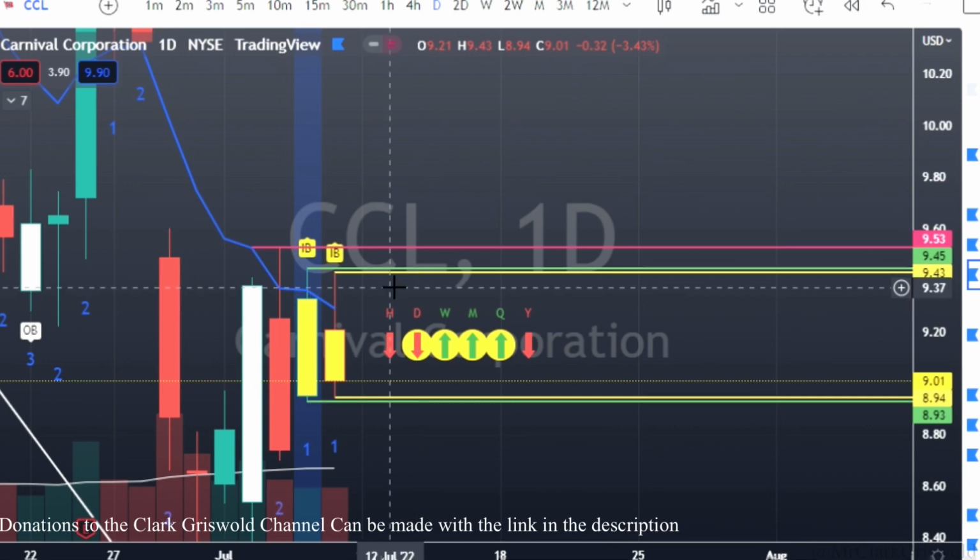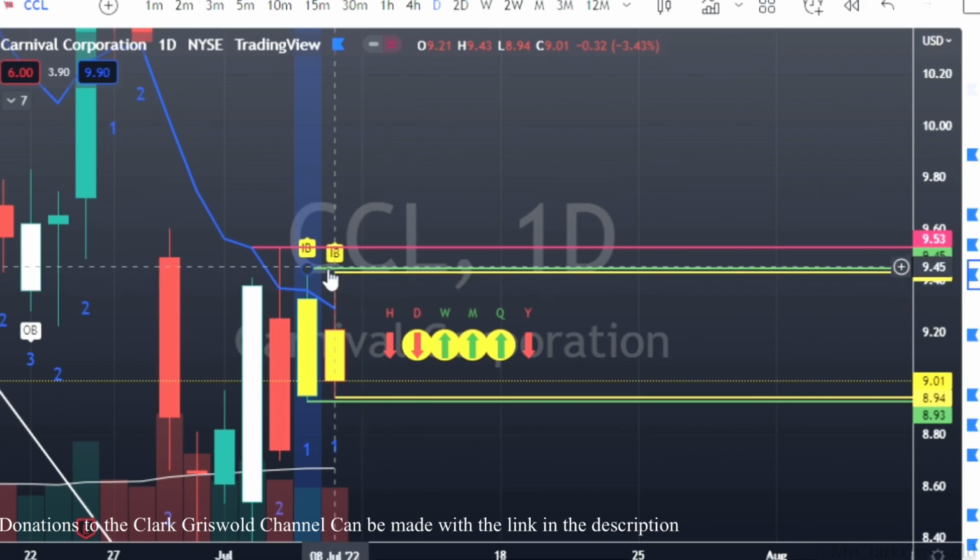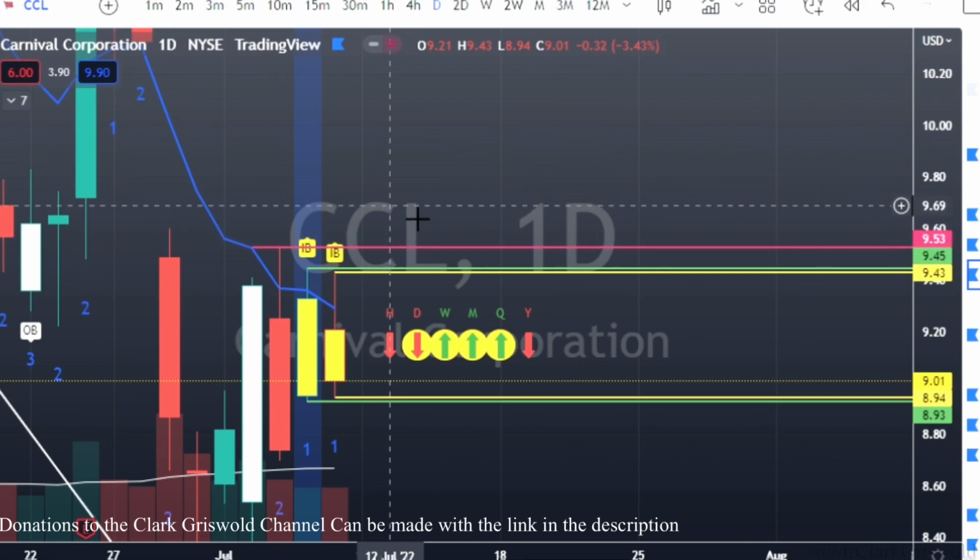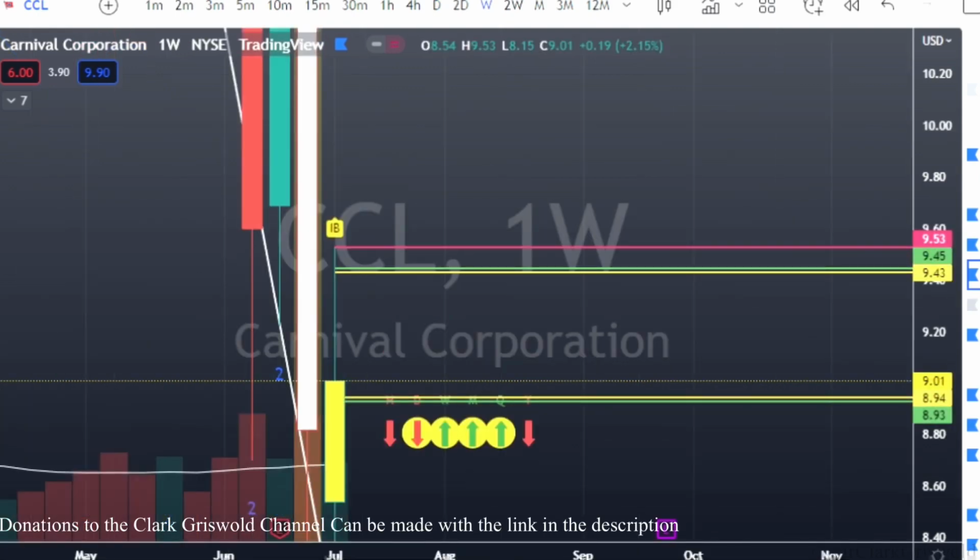Calls on this one we can take here. And if we have second targets, we are triggering to the long side on the weekly as well. Okay, so that is 1, 2, 3, 4, 5, and CCL with that double inside bar trigger on the daily was our bonus play. Guys, that's the video.